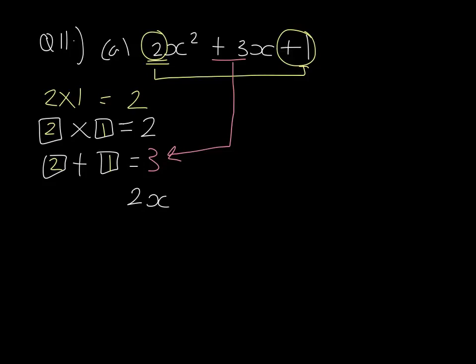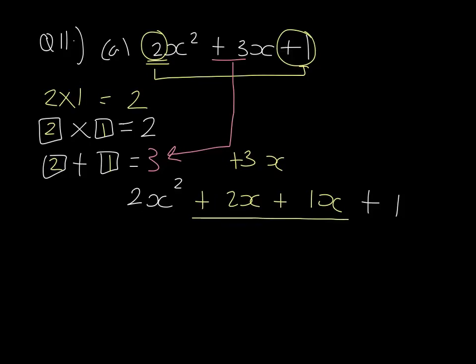Now, setting out our quadratic again. The first term is 2x squared, the last term is positive 1. We now split this middle term of positive 3x into positive 2x and positive 1x, or you could just do positive x. It doesn't matter at this stage whether we write positive 2x plus x or whether we write plus x plus 2x. We can do that in either order.